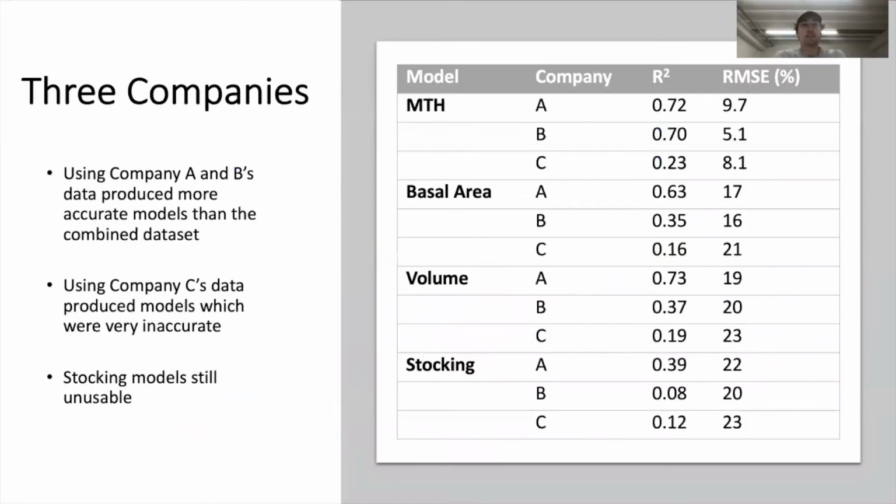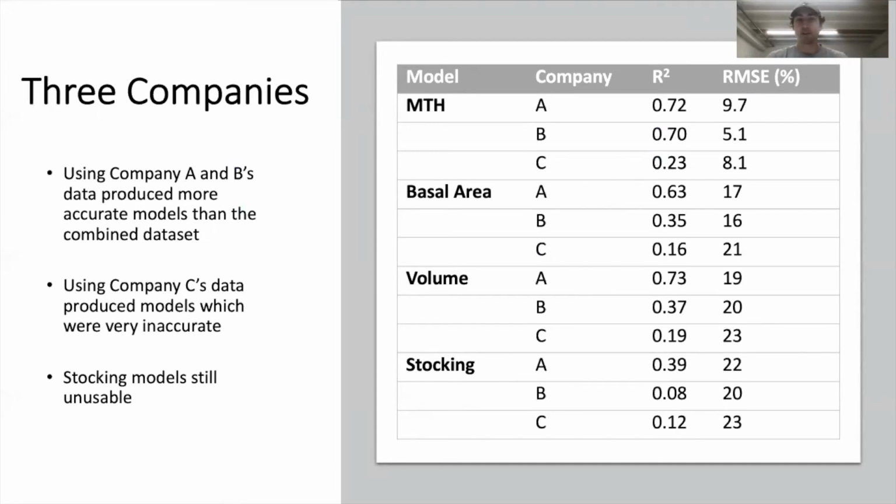So from here, with those models not being up to the desired accuracy, I decided to split the data up by the 3 companies that gave me sample plots. And what I found was that using company A and B's data, it produced much more accurate models than a combined data set. And using company C's data, this produced models which were very inaccurate. The stocking models are still unusable, as you can see.